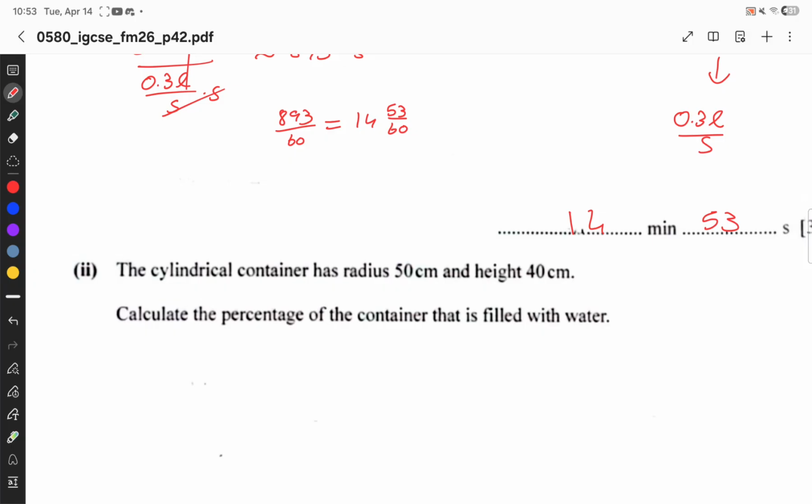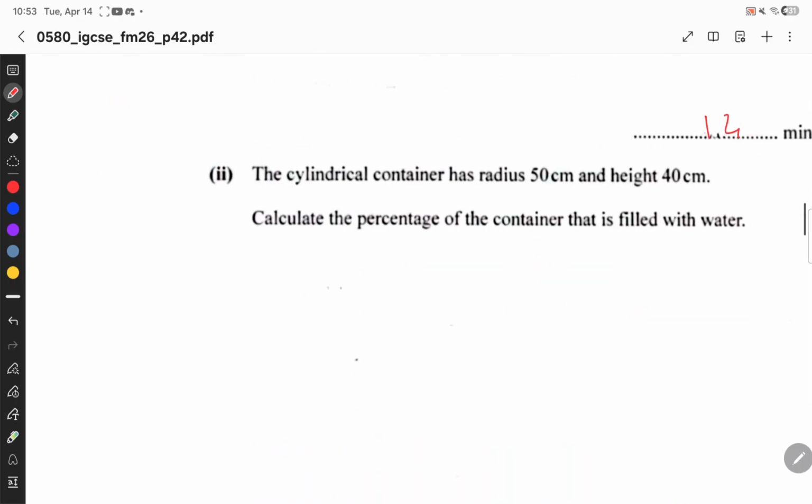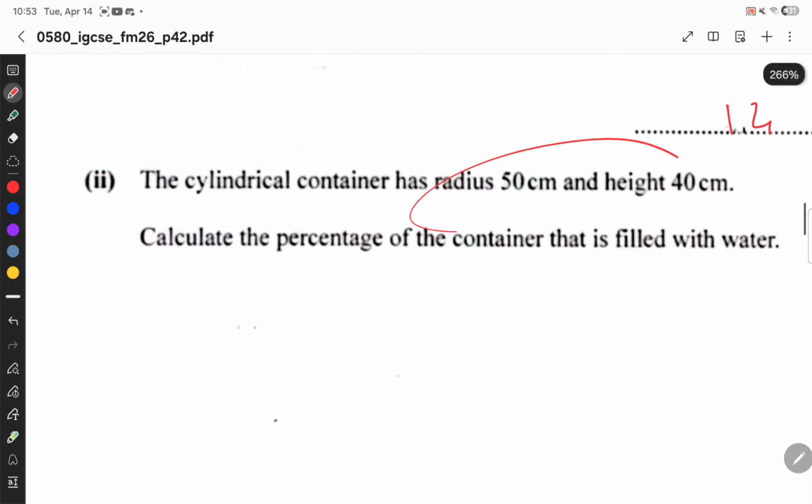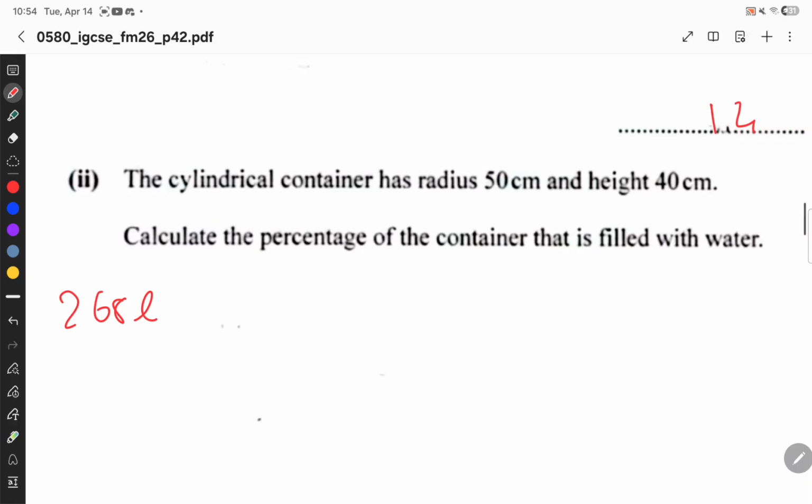A cylindrical container has a radius of 50 and a height of 40. Calculate the percentage of the container that is filled with water. Ooh, so that means when you flush it out, it isn't going to be filled all the way. Okay, so we need to convert this into this. So this is less than the container's capacity. Then we need to find the percentage of it.